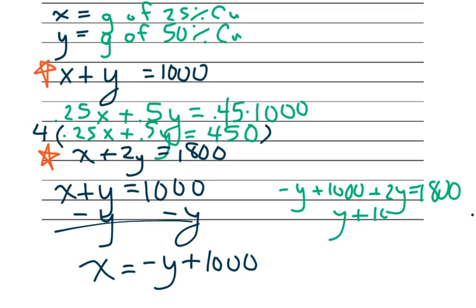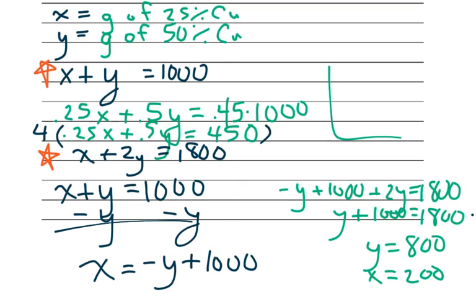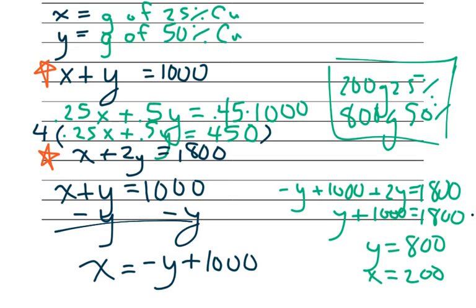Simplifying gives us y plus 1,000 equals 1,800, and y is going to be 800, which logically means that x would be 200. And so up here I'm going to summarize 200 grams of the 25% copper, and then 800 grams of the 50% copper. And to me this seems realistic because the 50% would have to weigh more to get to a 45% solution.